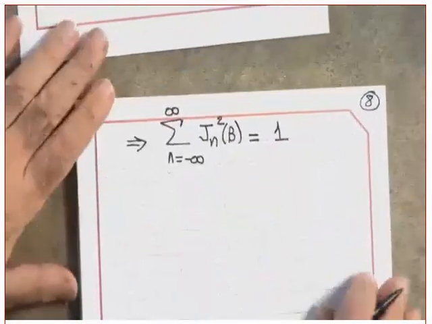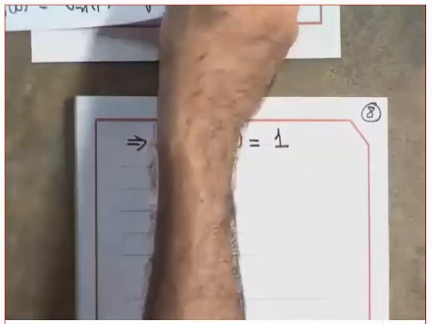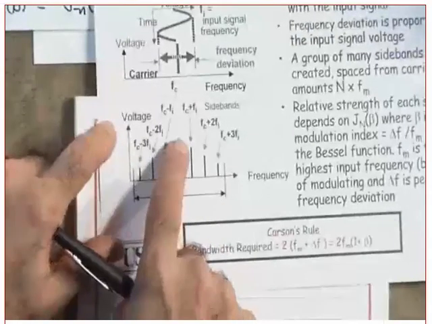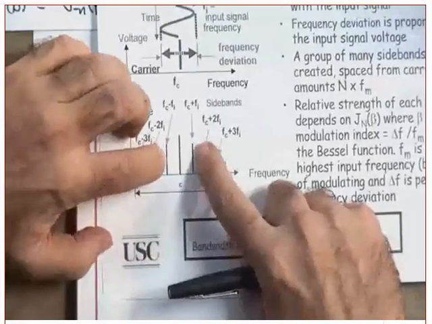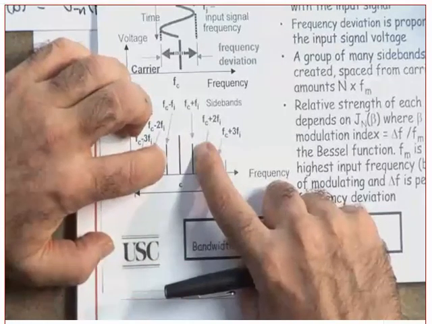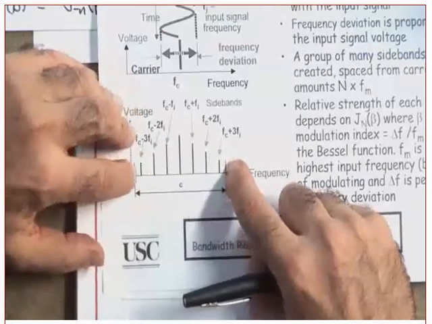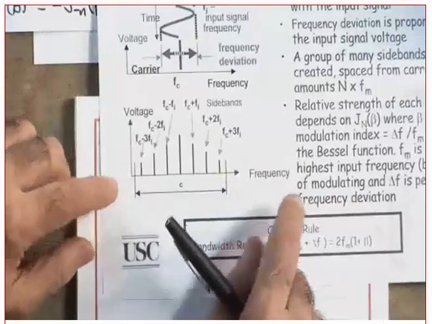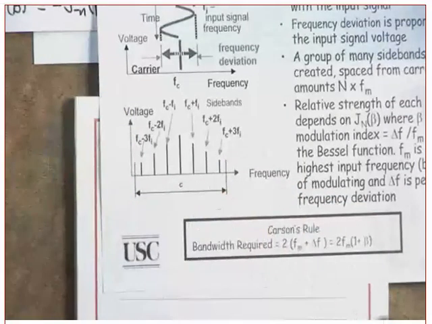Now, what is the bandwidth? How do I define the bandwidth? Let me show you the chart. You see the chart? What is this? This is at F sub C. These are the first side lobes. Yes? Second side lobes. Third side lobes, yes or no? Are they getting smaller and smaller? I need to truncate this spectrum. Did you get this or not?